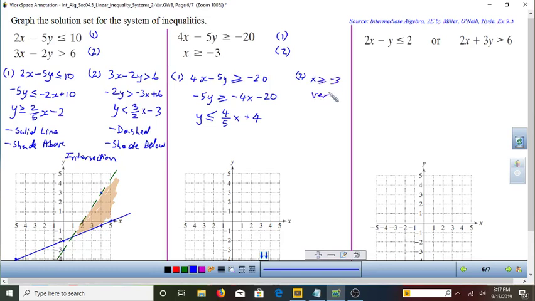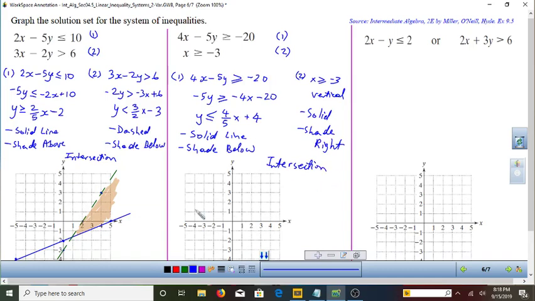So remember, this is a vertical line. This line here, we have a solid line. Both of the lines are solid. And we're talking about shading below. And in this case, we're shading to the right of this solid line. And again, since there's no indicating word, we're looking for the intersection.